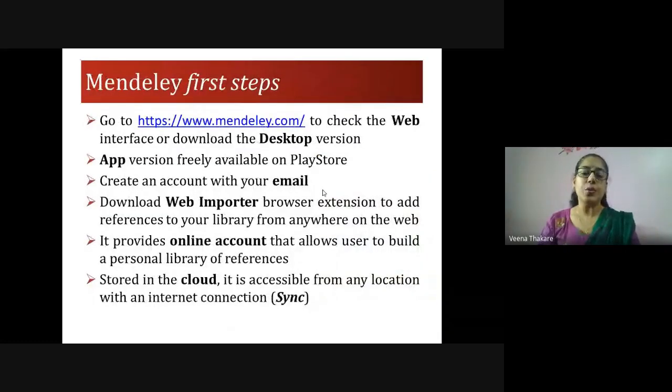How do we begin to use Mendeley? The first steps are we go to the Mendeley website to check our web interface or to download the desktop version. The app version is freely available on the Play Store or Apple App Store as well. You can create your account using your email. You can download the web importer browser extension so that you can add references to your library from any of the sites that you're searching.